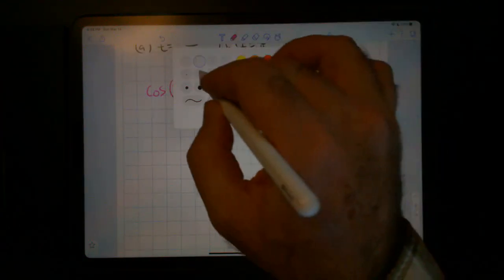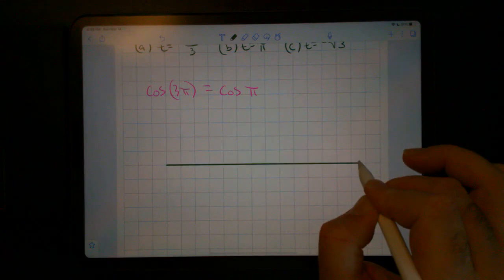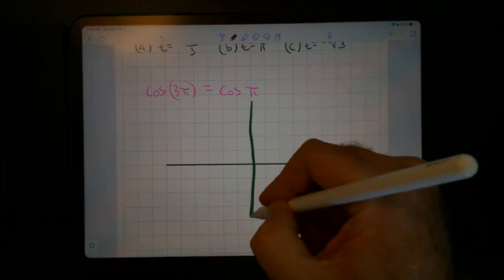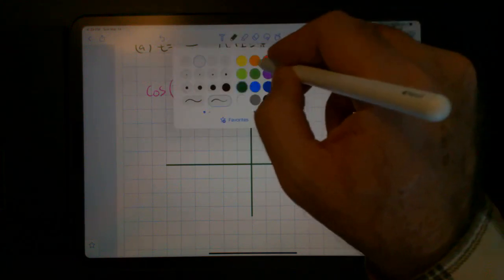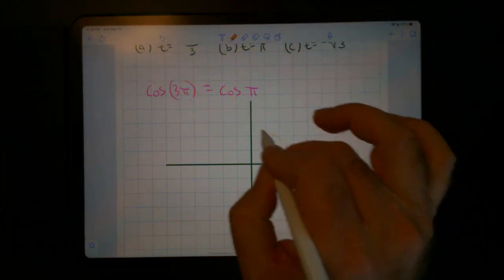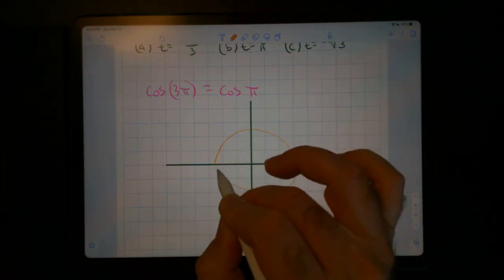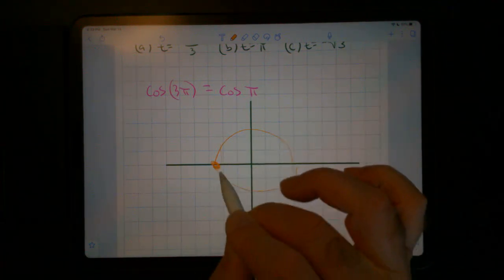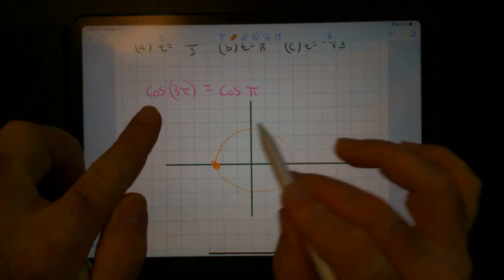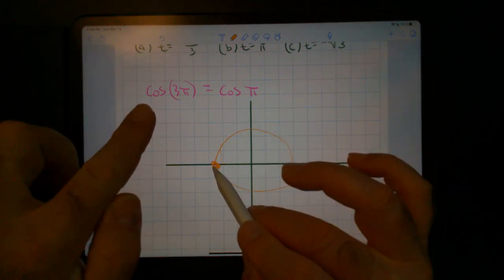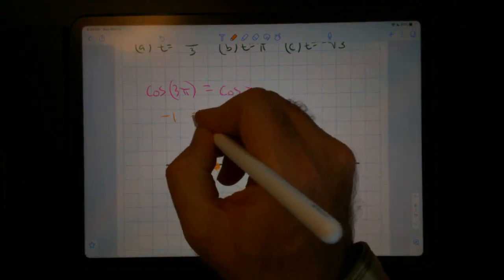So if we look at our axes, we see that this is 1 pi, 2 pi, 3 pi. So that point is at 3 pi. And that point is at cosine of pi. They have to be the same value. Negative 1 equals negative 1.